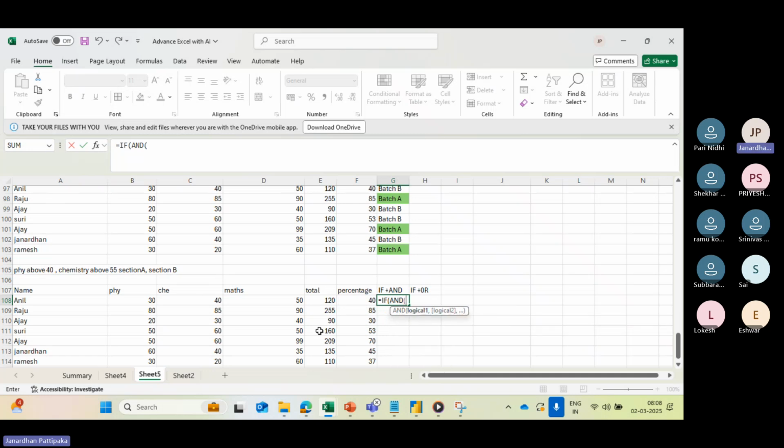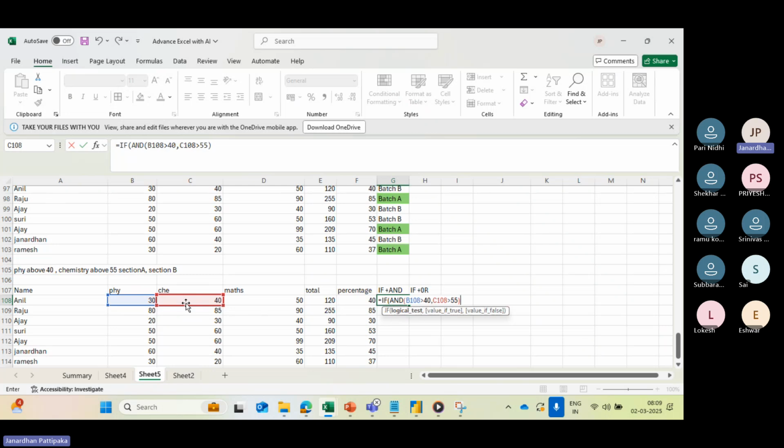Now the logical test. So what is the logical test? Physics should be above 40, right? You need to click on physics marks above 40. After that, we need to give the comma, right? Now chemistry. What should the chemistry get? Above 55. Come to the chemistry column, greater than 55. Okay. Now you have mentioned the logical test.